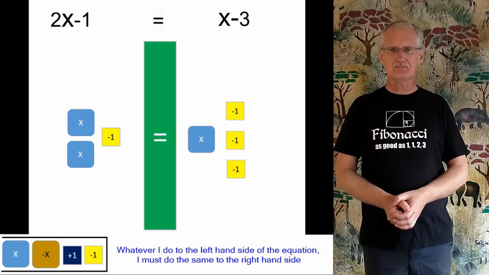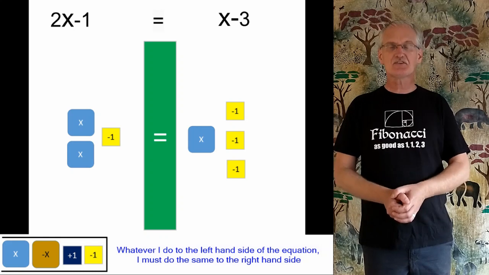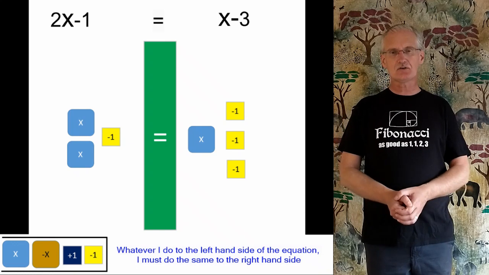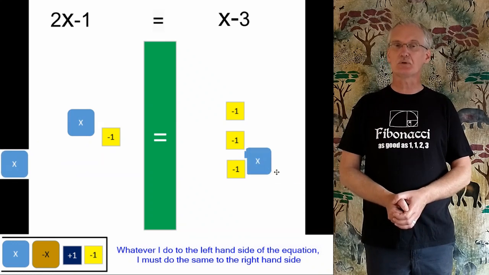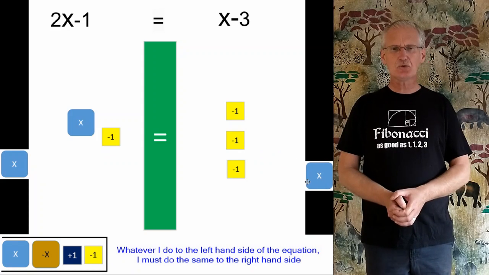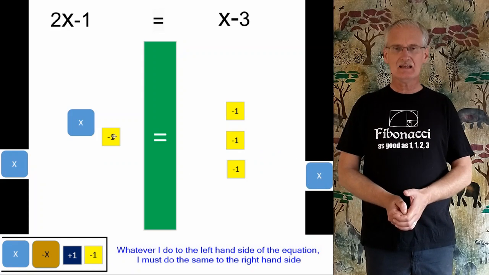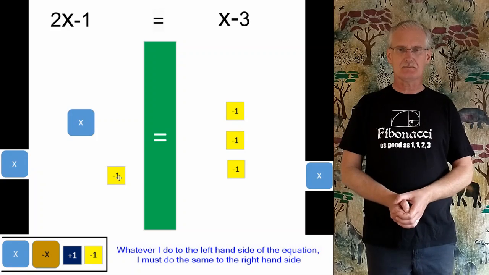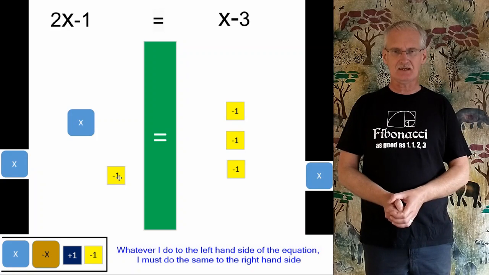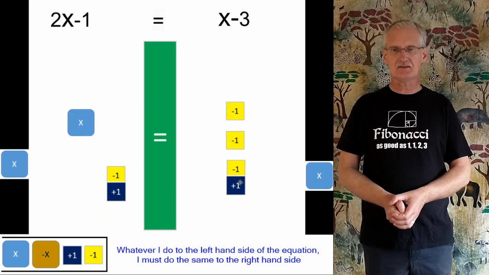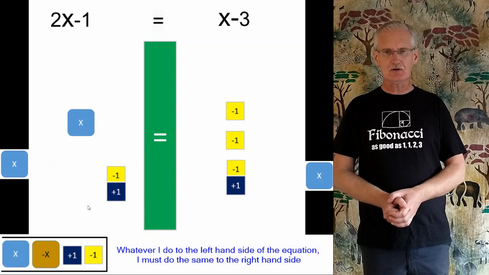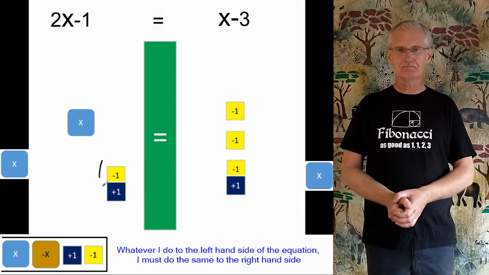2x minus 1 equals x minus 3. Can you guess what the first thing I'm going to do? First thing I'm going to do is take away an x from both sides. So we have x on only one side. And now there's 2 ways of doing this. I could add a zero pair. So let's add a +1 to make a zero pair. And then add a +1 over there and make a zero pair. And let's label those. And there's nothing wrong with doing that.